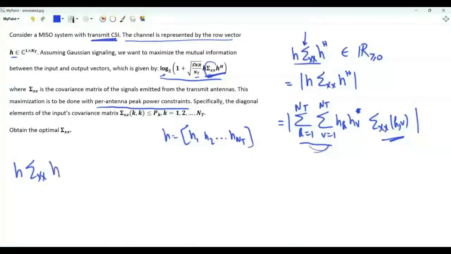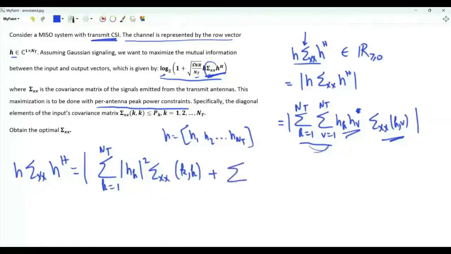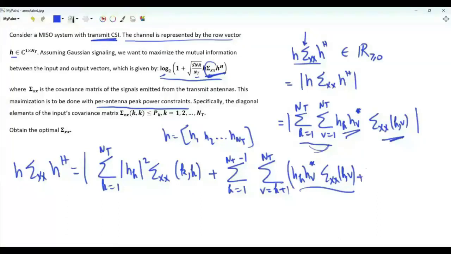So H sigma XX H Hermitian is equal to the absolute value of summation K from 1 to NT. When the indices K and V are equal, this becomes the magnitude of HK squared. This is multiplied by sigma XX of K and K. The other terms can be written in this form: summation K from 1 to NT minus 1, summation V from K plus 1 to NT, HK HV conjugate, sigma XX of K and V, plus the complex conjugate. So we add HK conjugate, HV, sigma XX of K and V conjugate. Note that this is sigma XX of V and K, as the covariance matrix is Hermitian.